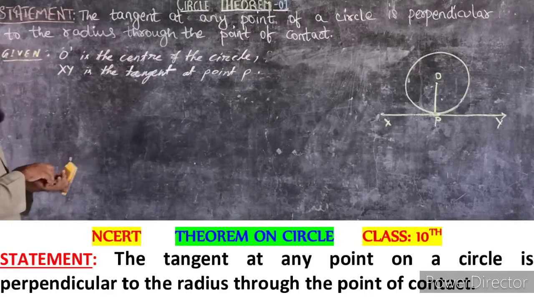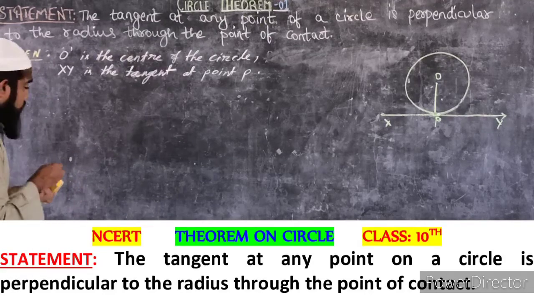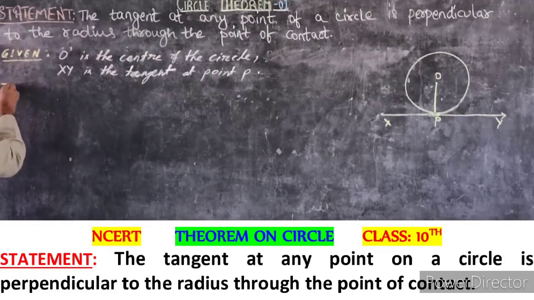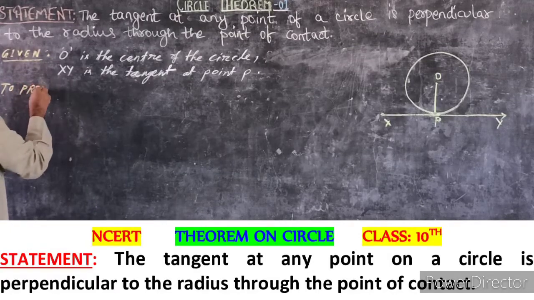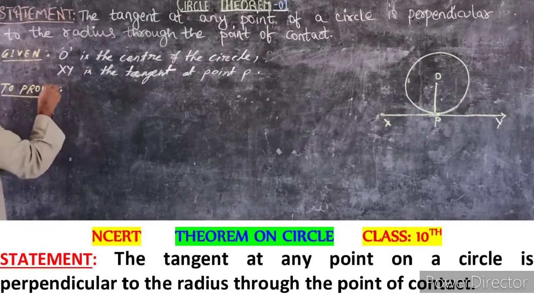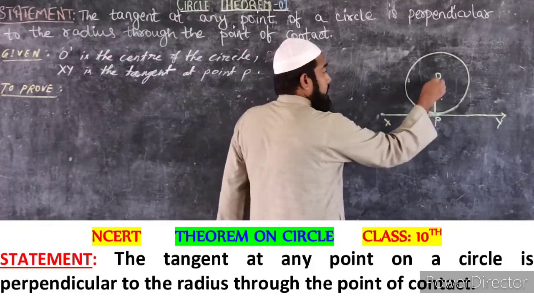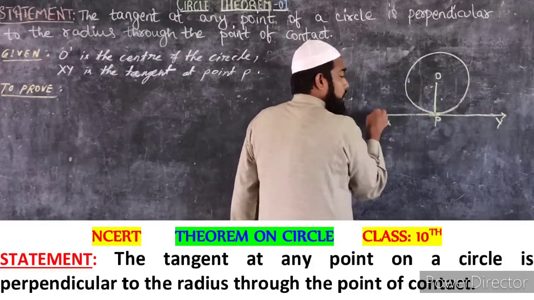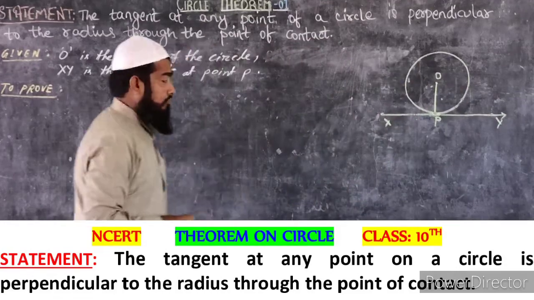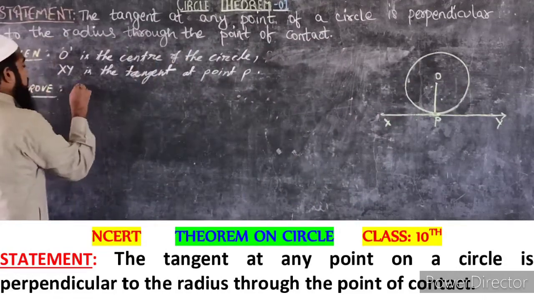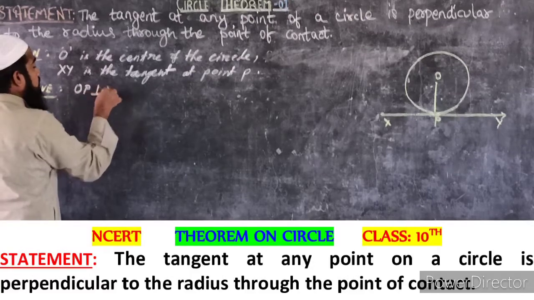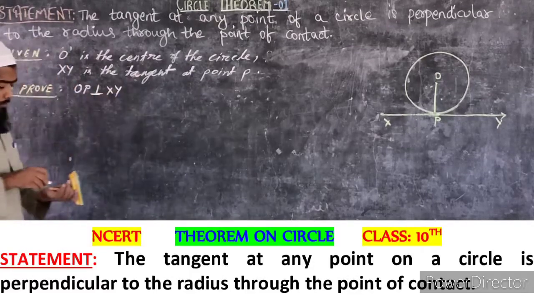Now we have to move on to the proof. What we have to prove? We have to prove that this OP is perpendicular to XY. So we have to mention that OP is perpendicular to XY.